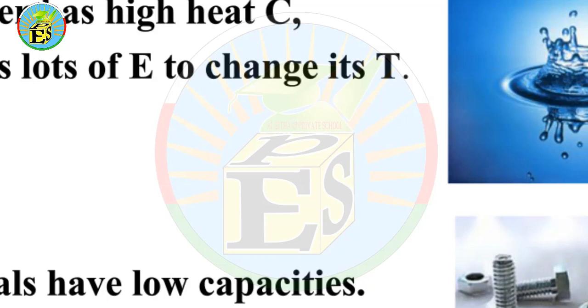Thermal capacity C equals the amount of energy, or amount of heat, needed to raise a body's temperature by 1 degree. Water has a high heat capacity; it takes lots of energy to change its T. We said before that water has a high specific heat capacity. Metals have low capacities. A little heat energy gives a lot of delta T.